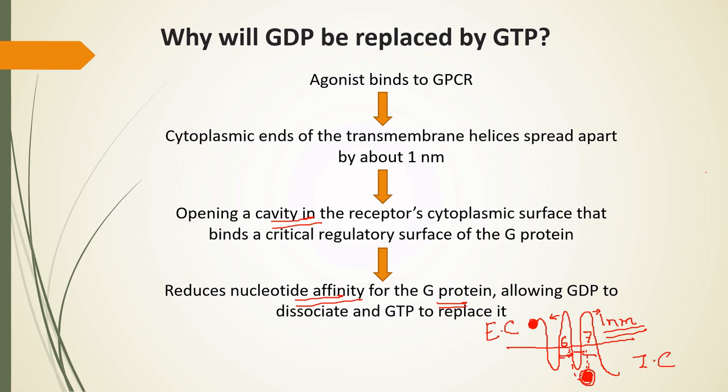Since it is loose, now the GDP is being bound loosely. So that is going to dissociate and the GTP is going to come in its place. Why? Because in the cell, the concentration of GTP is more than the concentration of GDP. So if the GDP is getting dissociated, obviously the GTP is going to come and take its place.